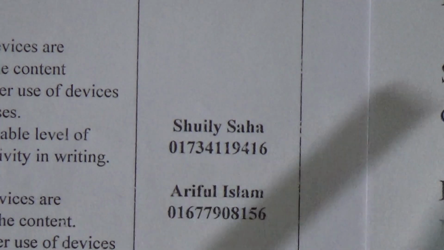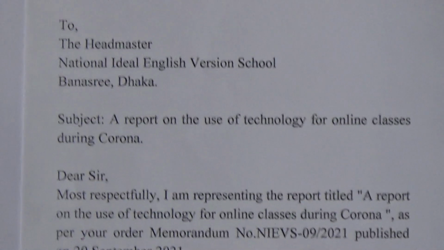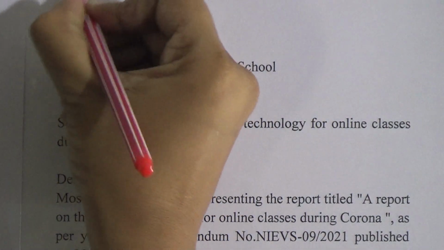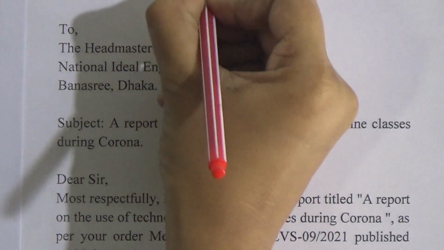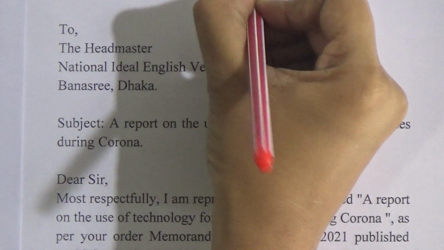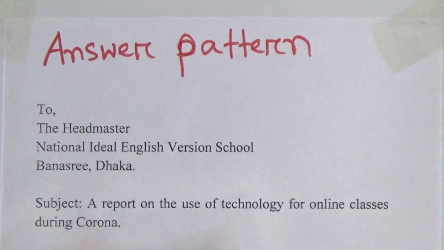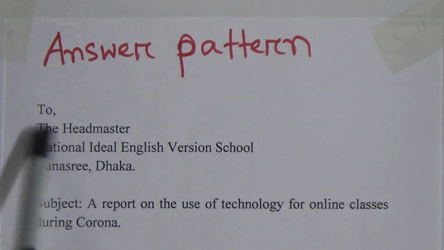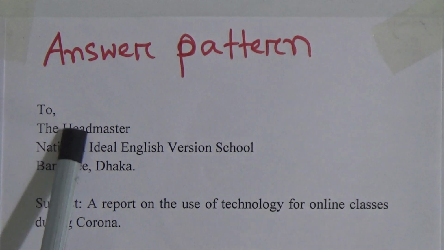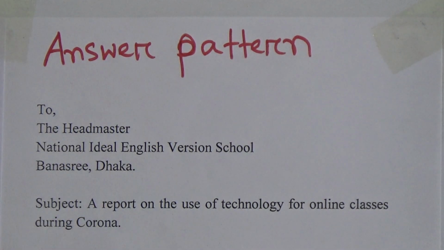Now here is the answer pattern. It is your answer pattern. Here I will show you how you will prepare your answer. You have to follow this format.